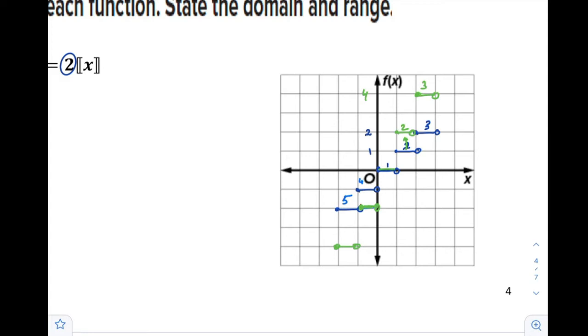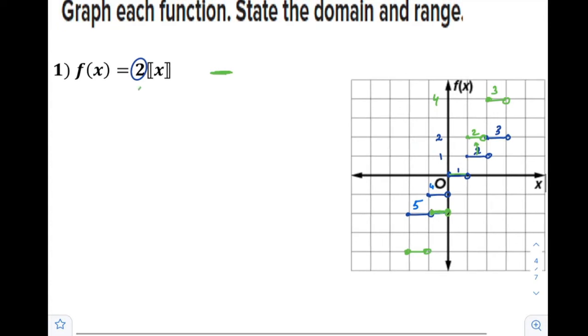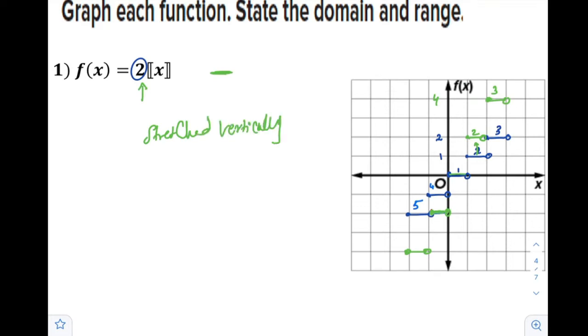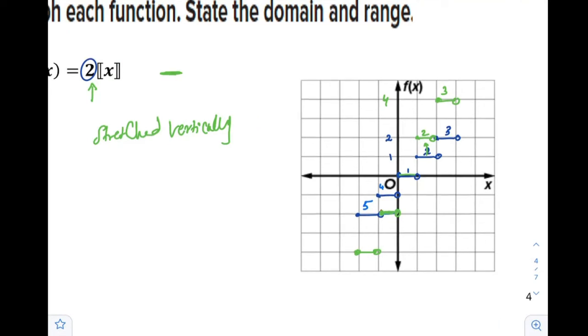So my function, the new function, will be the green. The green color is my new function after transformation. And remember, when you multiply by 2 outside, that means it has been stretched vertically. And it is very obvious here that it becomes narrower than before because of the stretching.